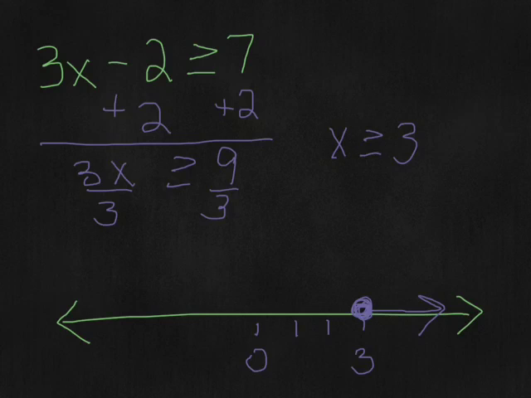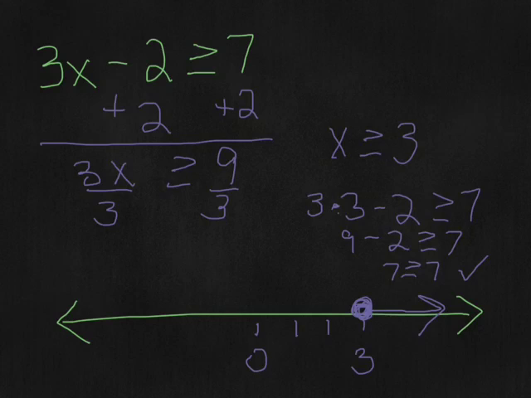Well, 3 is greater than or equal to 3, so I could substitute in a 3. So 3 times 3 minus 2 should be greater than or equal to 7. 3 times 3 is 9, minus 2 needs to be greater than or equal to 7. 7 is greater than or equal to 7. That works.